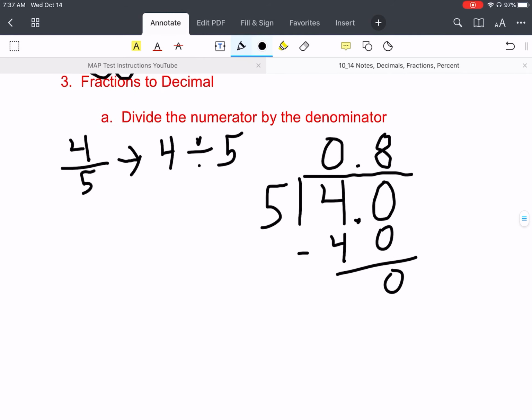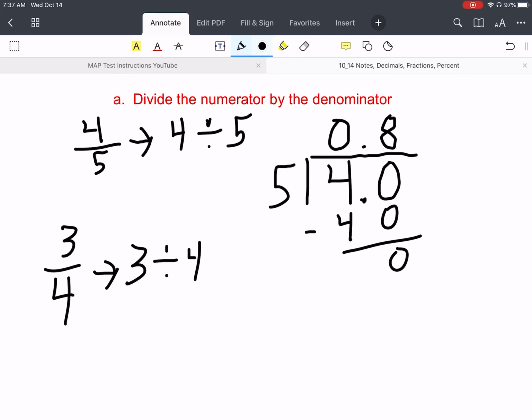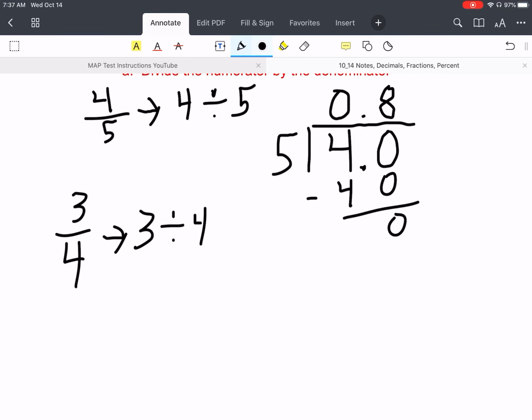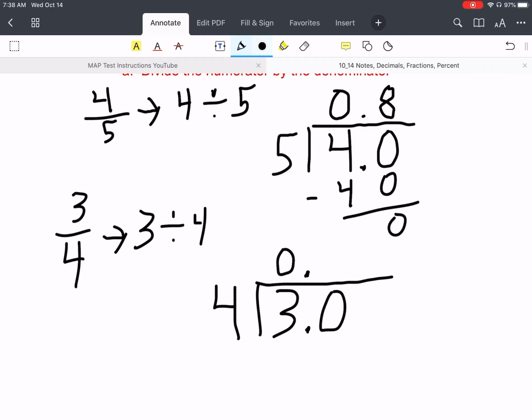I'm going to show a different one. Let's go 3 divided by 4. So if we have the fraction 3/4, we do 3 divided by 4. Luckily, some of you can do it using your head, but if I'm showing the long division, I'm going to set this up and make it 3.0. Decimal point goes straight above. I know 4 goes into 3 0 times. 4 goes into 30 7 times.